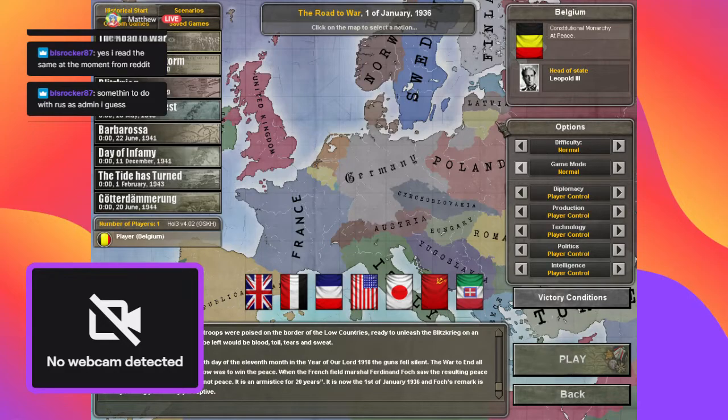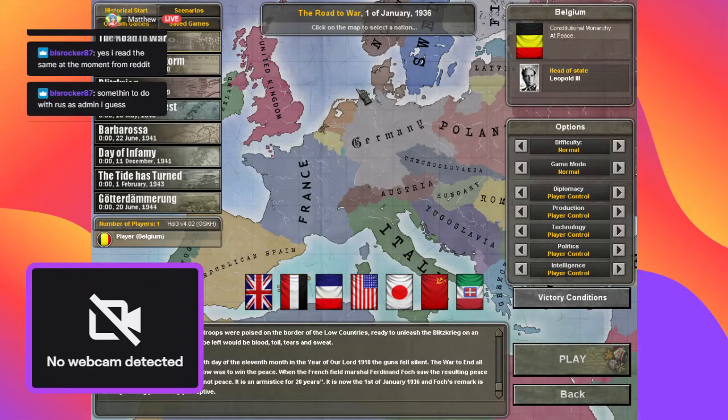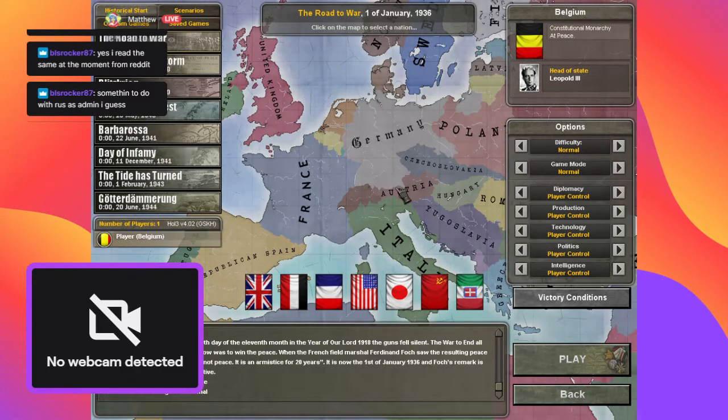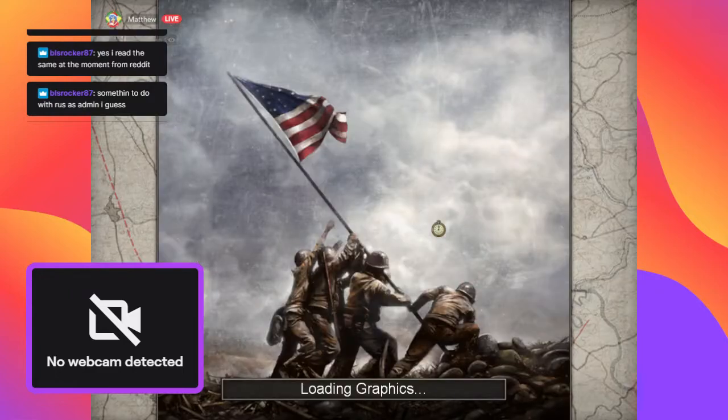I'm going to just set it to normal on the difficulty. That's usually what I'm used to. For the harder modes, basically it gives you less industry to work with. It's one of those games where it benefits the AI and negatively impacts you, but it doesn't change how the AI works. But luckily the AI I can figure out. Normal game mode. You can change it to arcade, which helps with supply, but then I don't know, it's not as fun when you don't have to deal with supply. I'm going to keep these all under player control. Okay, I'm going to play.